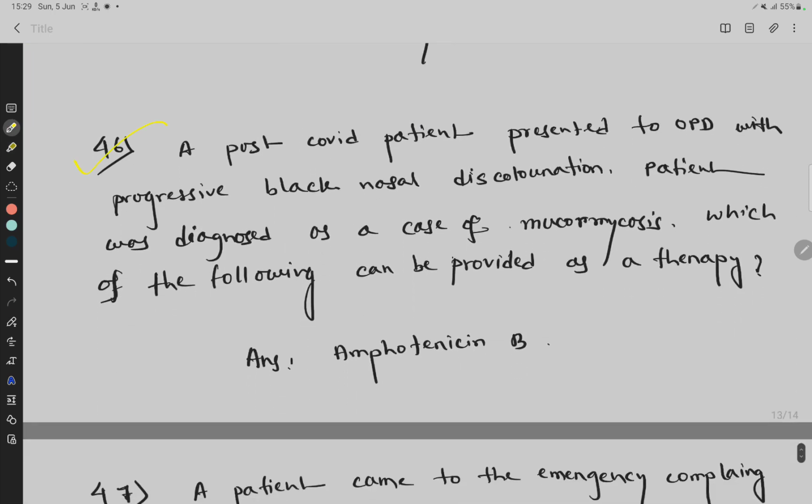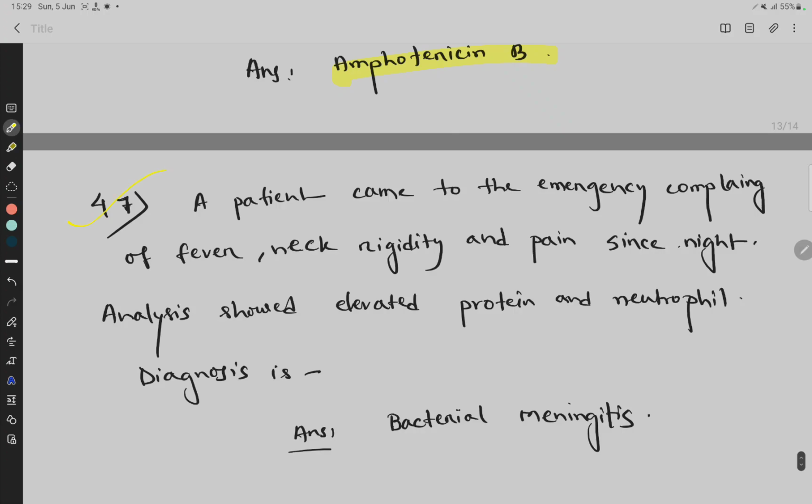46 number question, a post-COVID patient presented to the OPD with progressive black nasal discoloration. Patient was diagnosed a case of mucormycosis. Which of the following can be provided as a therapy of this patient? Answer is amphotericin B.